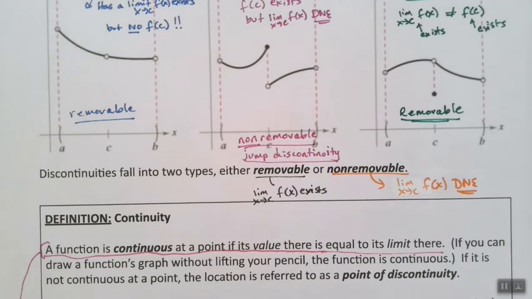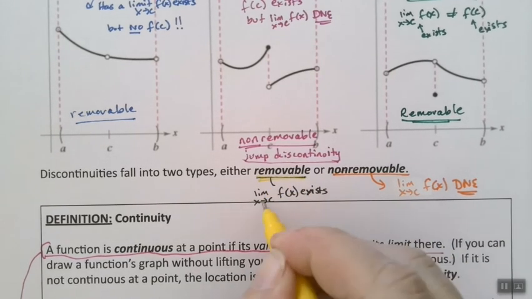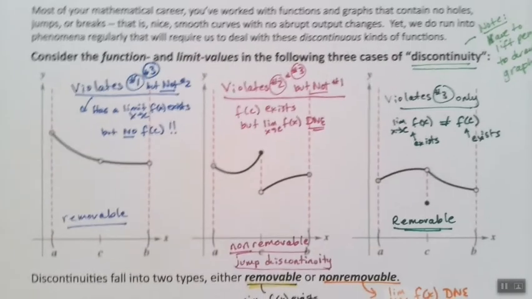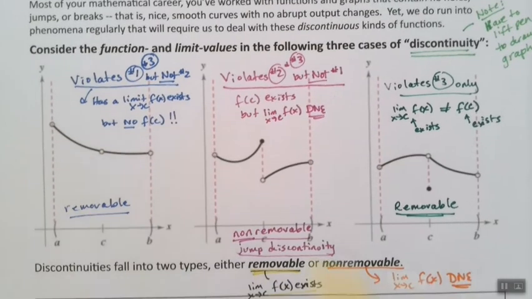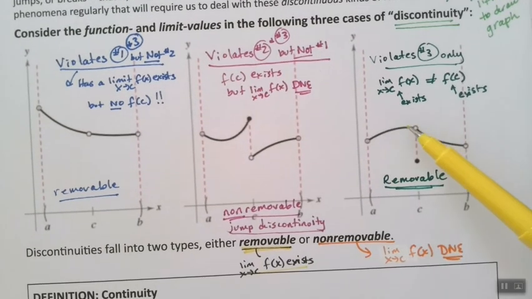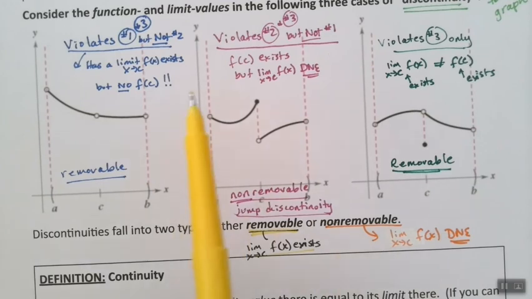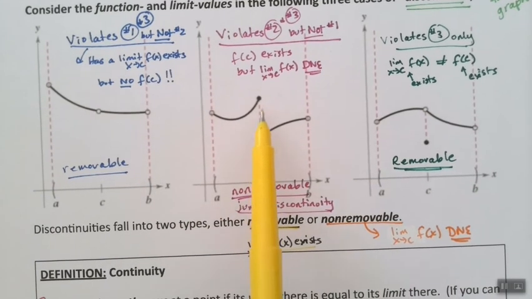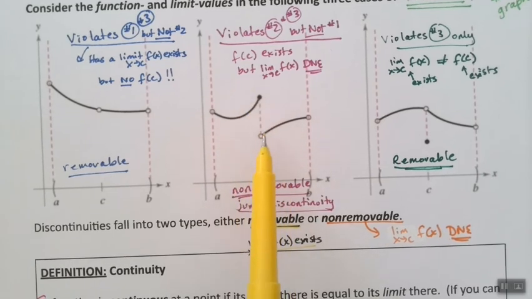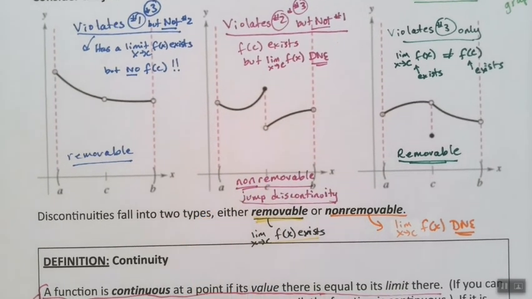Removable will have a limit, right? And non-removable will not. And you can see it right here. This one had a limit. If I could just plug that little dot in, I'd be great. This one over here had a limit. If I could just move that dot up here, great. Non-removable, however, I could fill in one dot until the cows come home. It's not going to fix the fact that these two sides of this graph are going two completely different directions.